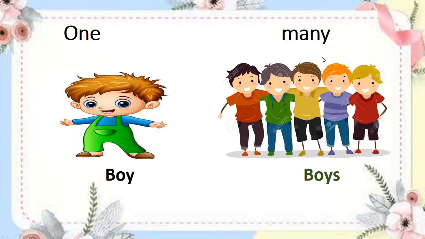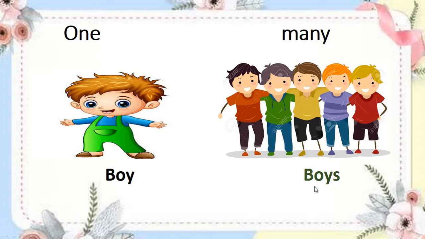One, many. There is only one boy. This we have done in the last grammar lecture also. One boy, B-O-Y. There is one boy, so boy. There are many boys, more than one. That is many. 1, 2, 3, 4 and 5. 5 boys are there, so there are many boys.